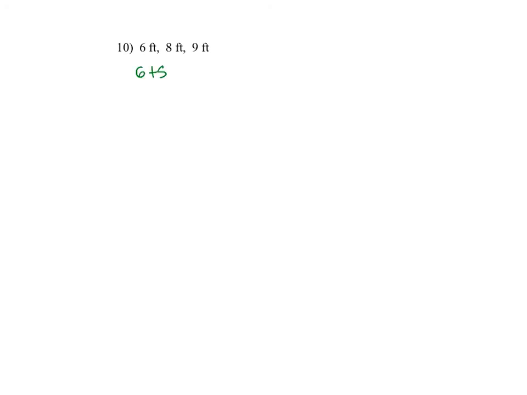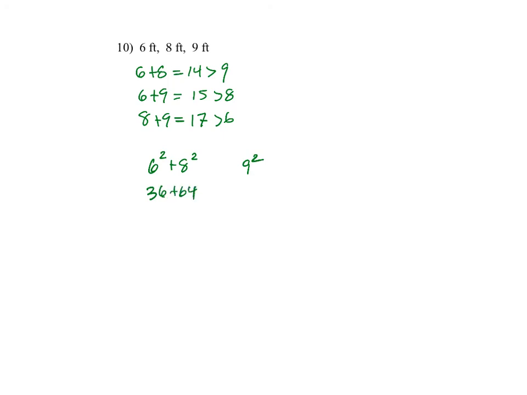So 6 plus 8 equals 14. 14 is greater than 9. 6 plus 9 is 15. 15 is greater than 8. And 8 plus 9 equals 17. And 17 is greater than 6. So now 6 squared plus 8 squared, and I'm going to compare to 9 squared. So 36 plus 64 is 100, and 9 squared is 81. So 100 is greater than 81. So that means that this is an acute triangle.